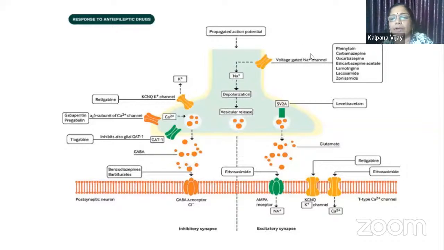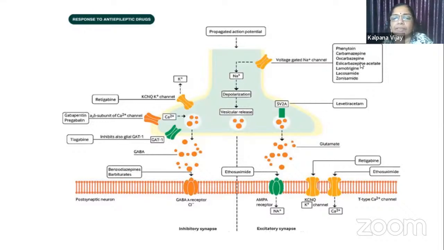So sodium channel blockers: phenytoin, carbamazepine, oxcarbazepine, eslicarbazepine (see the spelling), lamotrigine, lacosamide. Lacosamide is a sodium channel blocker which acts on the slow sodium pathway. So it acts on the slow sodium channel. It closes very slowly. So only this slow channel is blocked. So the other side effects will not be there.